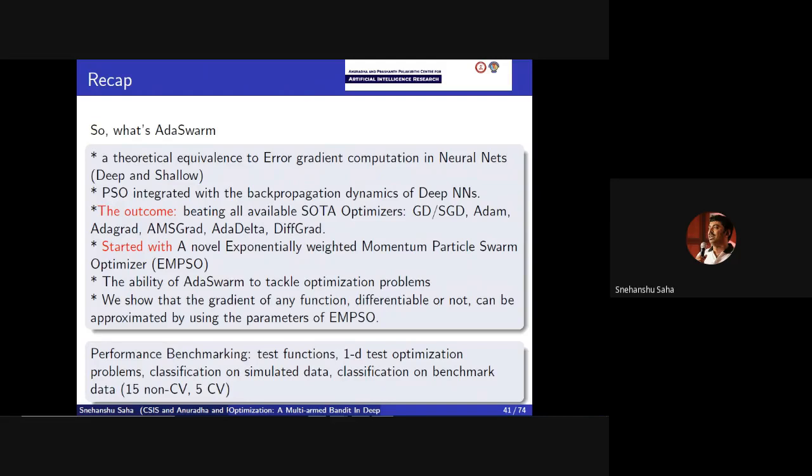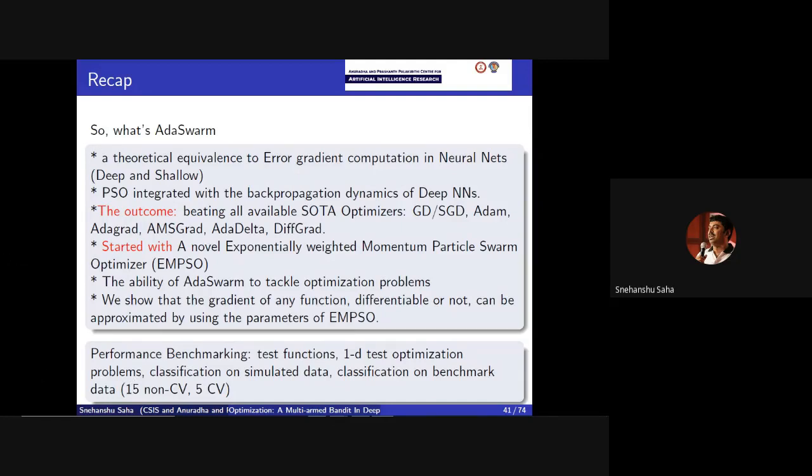As I already told you, for the other hyperparameters, R1 and R2, we can't do anything unless we come up with a better initialization. For C1 and C2, we proved a theorem to figure out a bound for setting them. So what ADA-Swarm does is that the particle swarm dynamics is integrated with the backpropagation dynamics of deep neural networks. And this works on shallow as well as deep neural networks, narrow or wide neural networks as well.